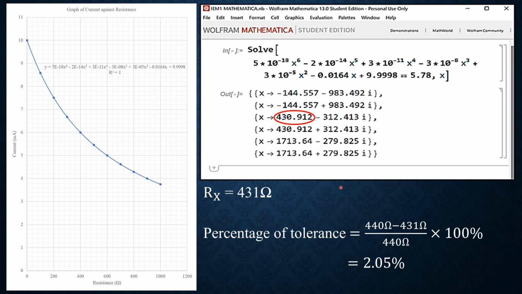So according to the color code, I have do my calculation, and the value I got is 440 ohm, and for this case I got 431 ohm. So the difference between two of them is 9 ohm. So by substituting the value into this equation, I can get a percentage of tolerance of 2.05%.